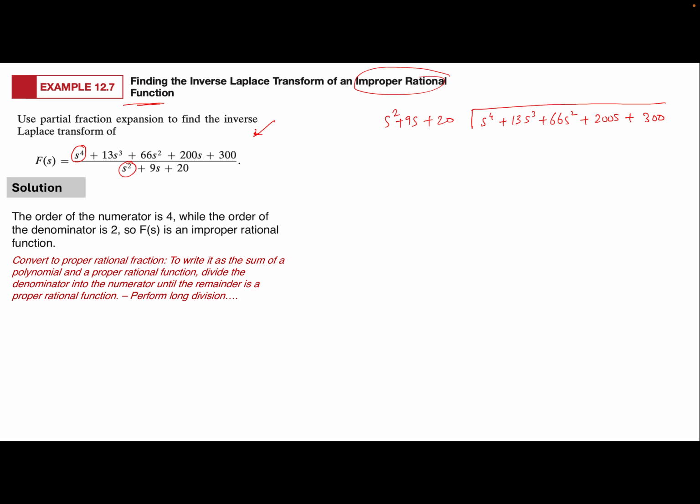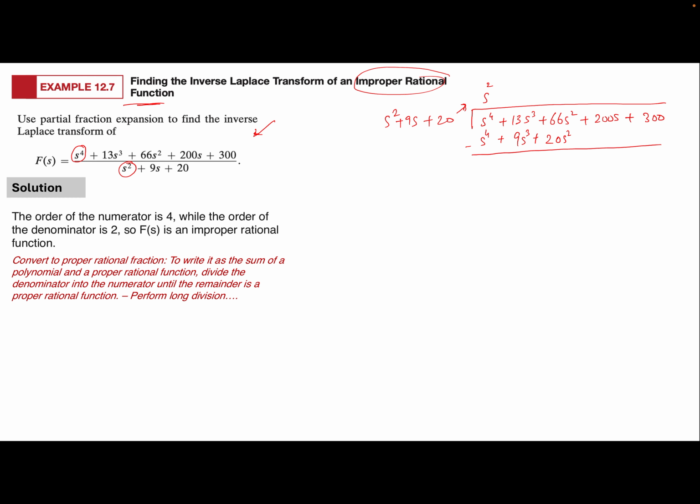In order to kick out the first term, let me take the quotient as s². Now I have to multiply these two things, if you remember how to do long division. So you're going to get s⁴ + 9s³ + 20s². And then you're going to subtract this. s⁴ will be cancelled out.